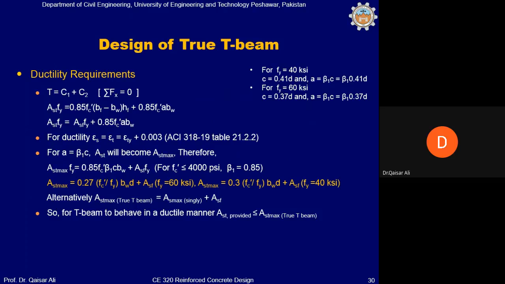This is how the maximum AS can be calculated. AS maximum can be calculated from these two equations. The equation is slightly different than for the rectangular beam. This is the part of the rectangular beam, 0.27 f'c divided by fy bw, which you already know. But ASF shall be added to this. And in this case also ASF will be added to this. This is for 60 ksi, this is for 40 ksi. The only difference is that ASF will be added to the previously derived equation for the rectangular beam.